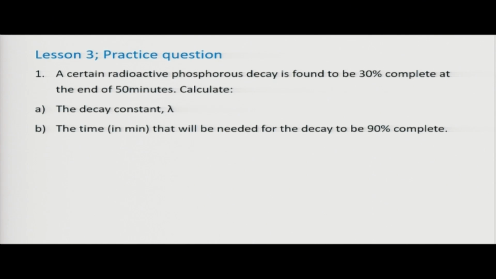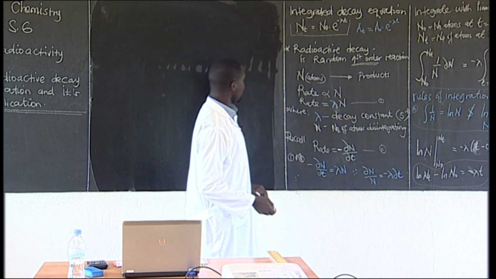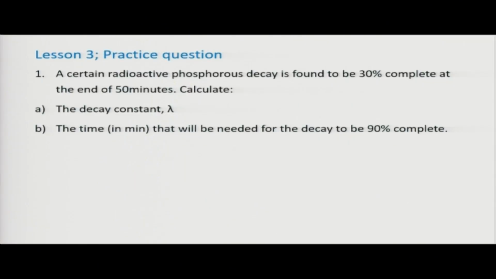So you're having 30% at the end of 50 minutes. We are to calculate the decay constant. We are to know what is that constant at which the amount of phosphorus continuously decays. So let's go through that. And to go through it, we need to extract what we have.